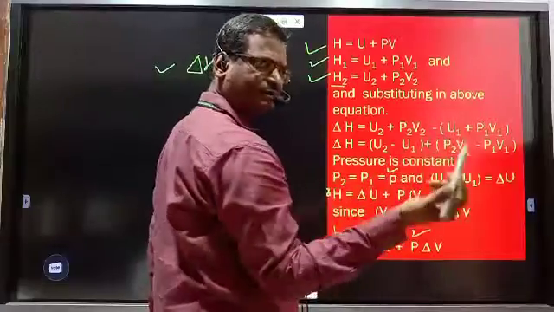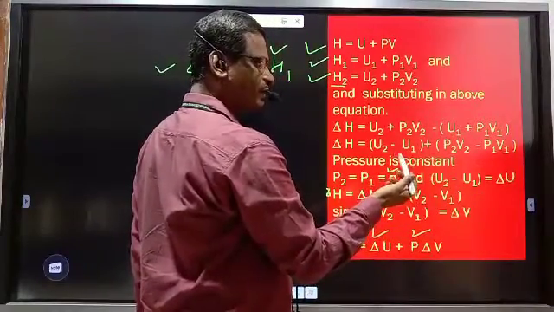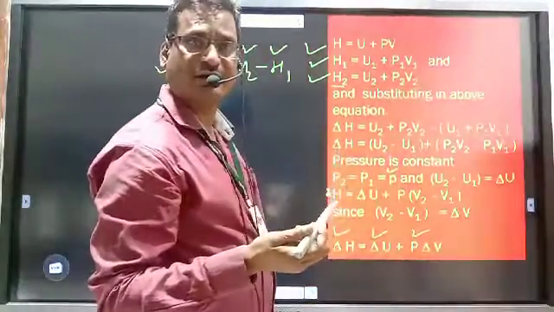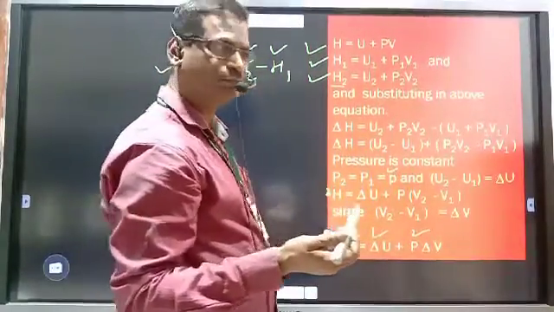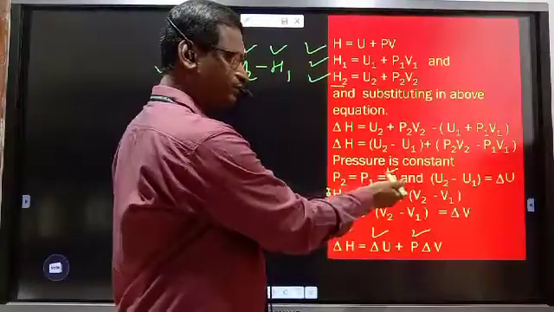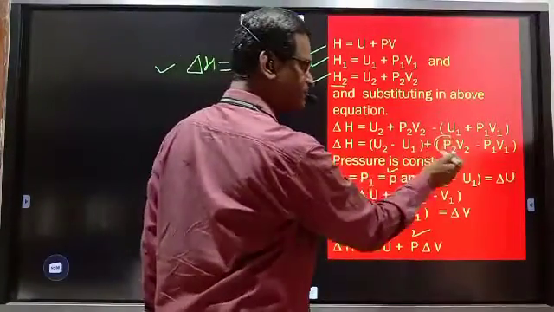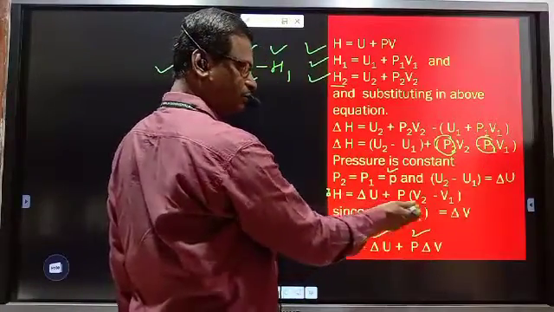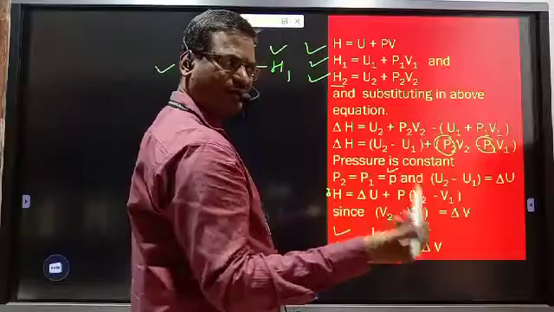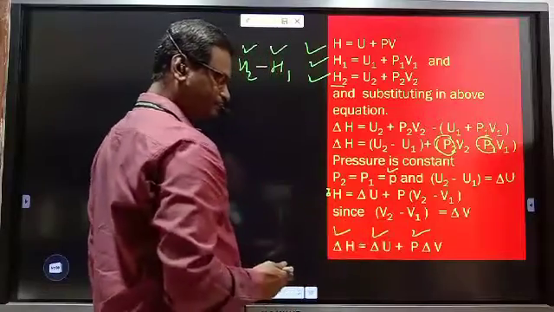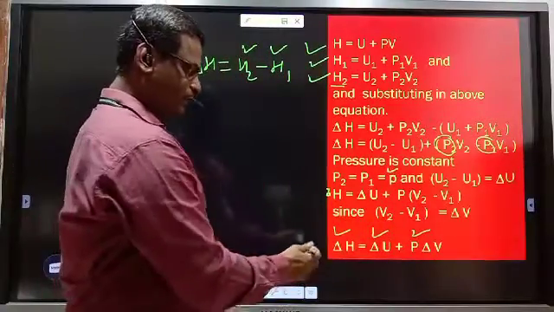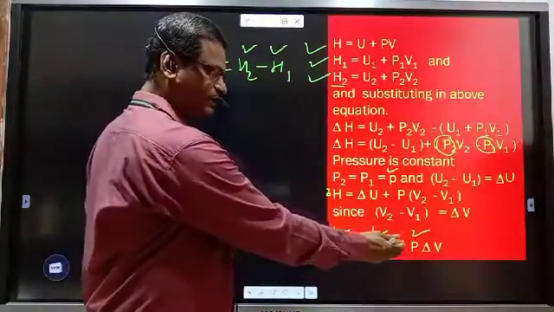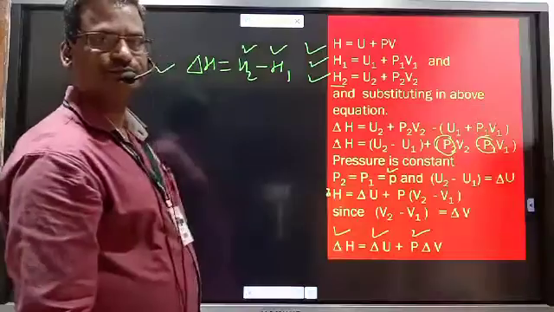Solving the bracket and taking similar terms together, we will get this equation. And finally enthalpy is calculated at constant pressure with a change in volume. Therefore P1 is equal to P2, and that is replaced by P. So this is P, this is also P. We get delta H is equal to delta U plus P times V2 minus V1, and that is a change in volume, P delta V. Therefore we get the final equation: change in enthalpy is equal to change in internal energy plus P delta V.